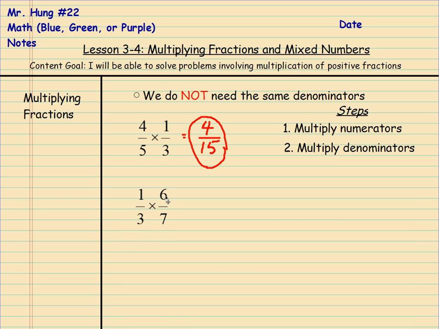Let's do another example. 1/3 times 6/7. Now, before doing this example, I'm going to be teaching you another way of simplifying, and this works when we are multiplying fractions. It's a really cool thing. Let's look at 1/3. This number can't be simplified by itself. 6/7, this fraction cannot be simplified by itself.